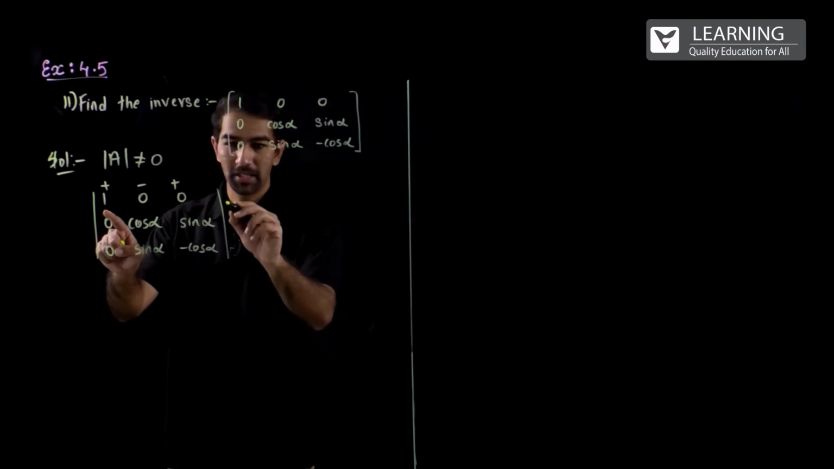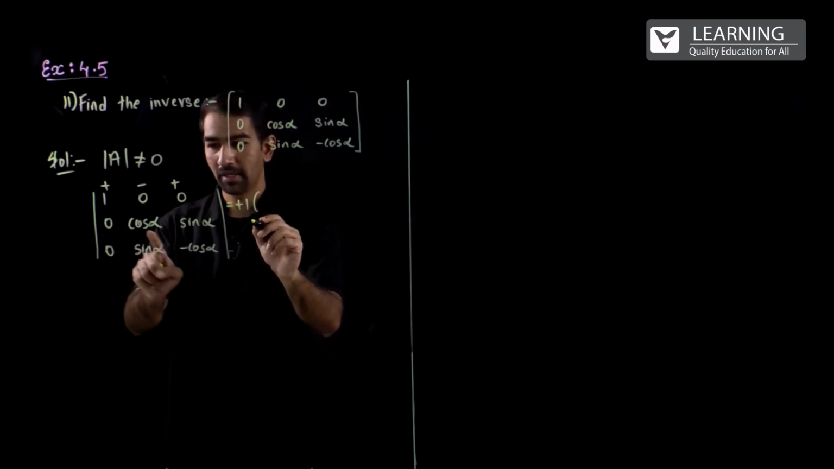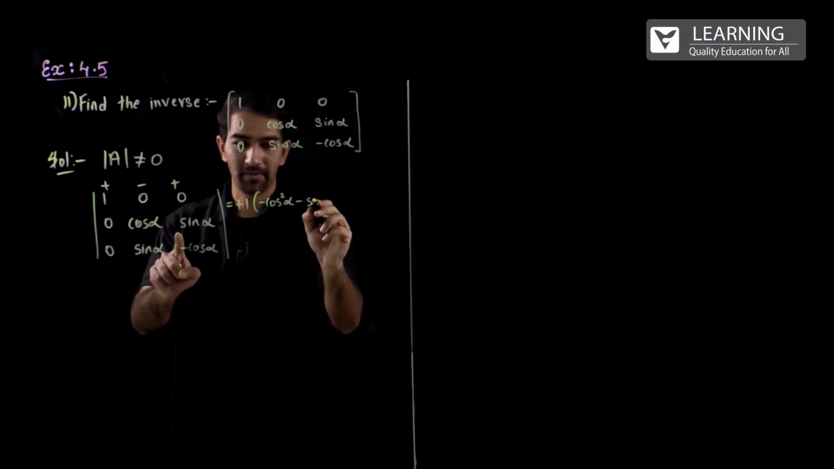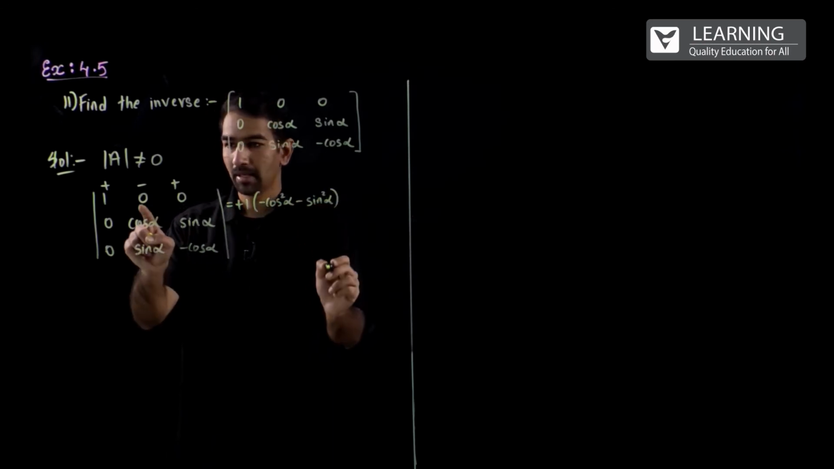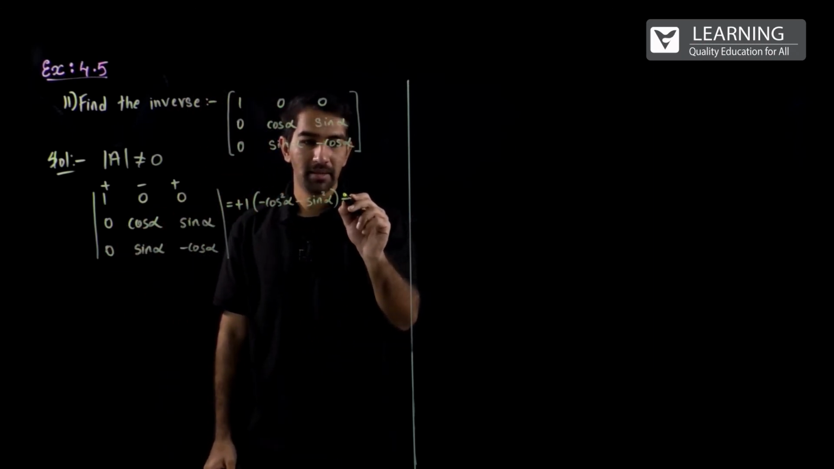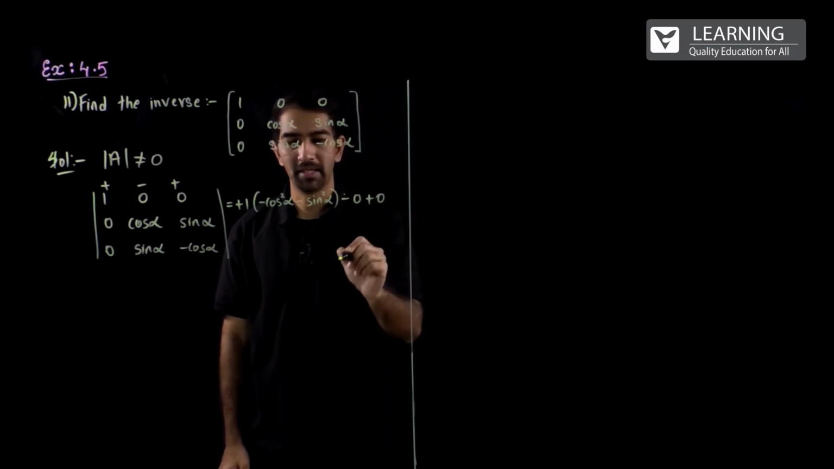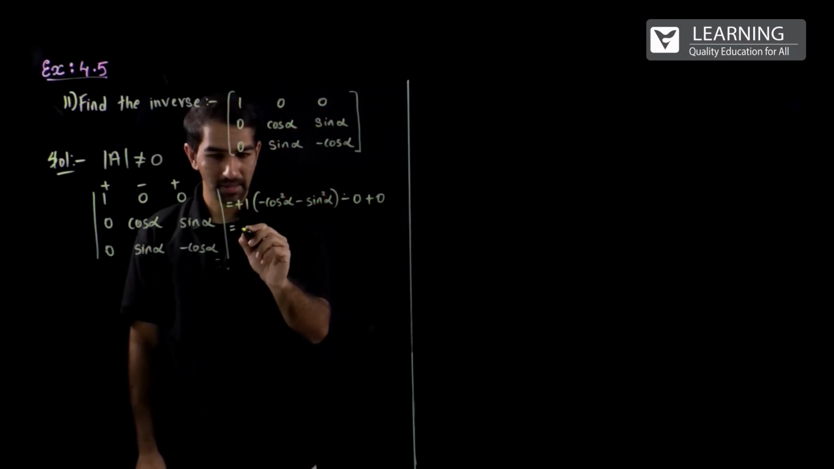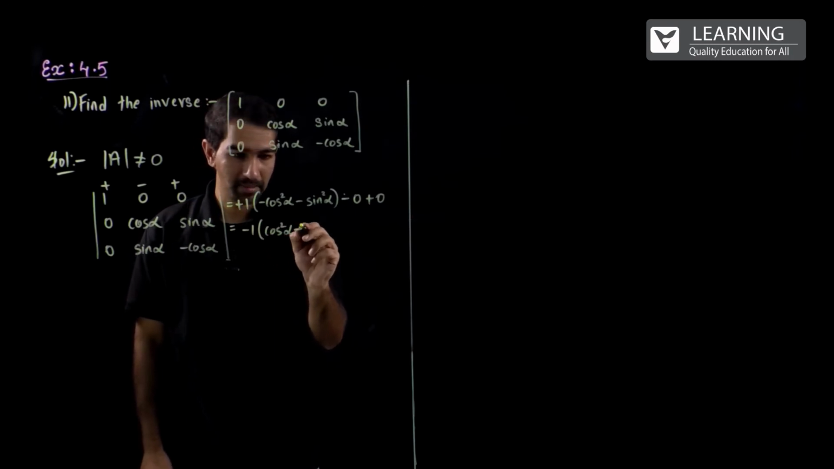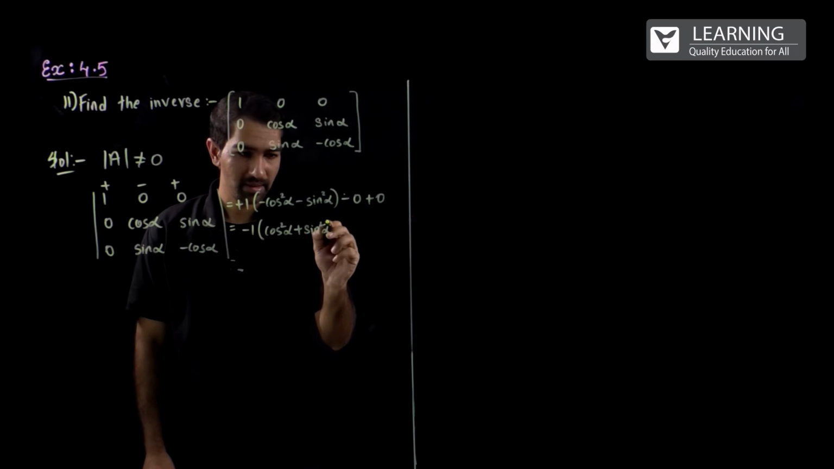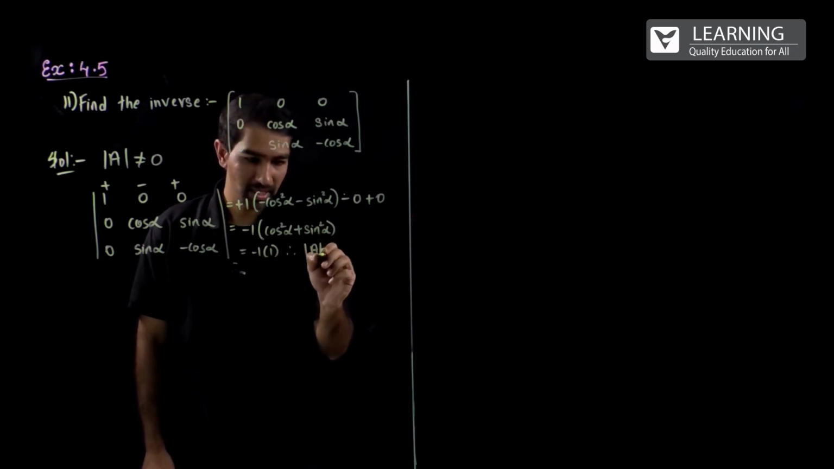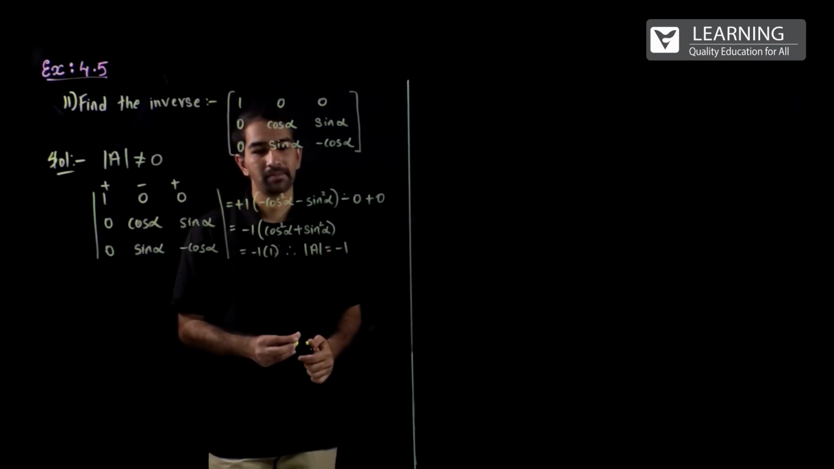So now which is equal to plus 1 of minus cos square alpha minus sin square alpha. 0 into anything is 0. Again this 0 into anything is 0. So we'll write minus 0 plus 0. Take out minus sign common here. So it will become minus 1 of cos square alpha plus sin square alpha, which is equal to minus 1 of 1. Therefore determinant of A is equal to minus 1.